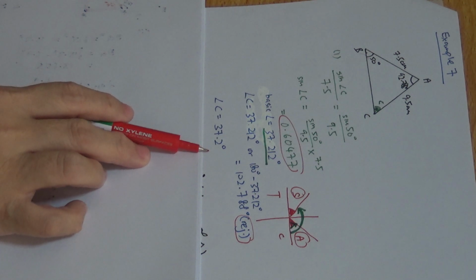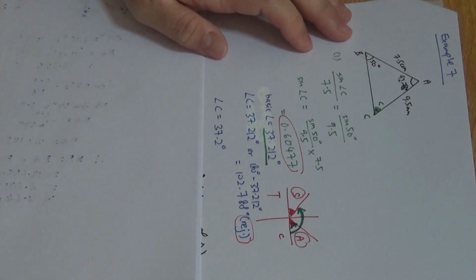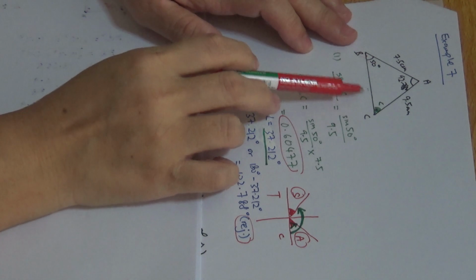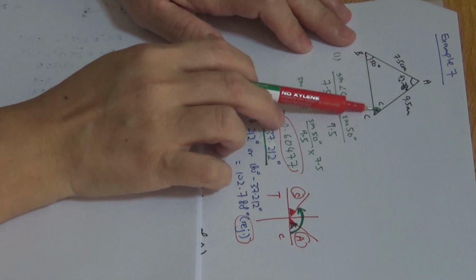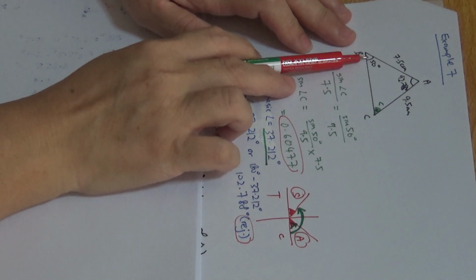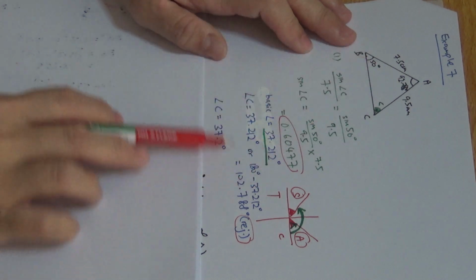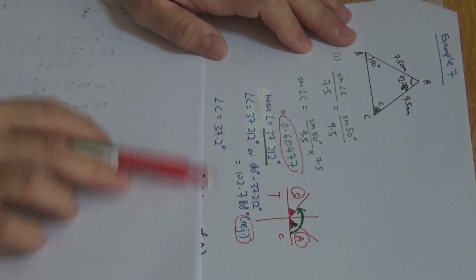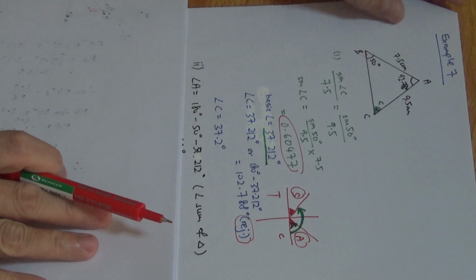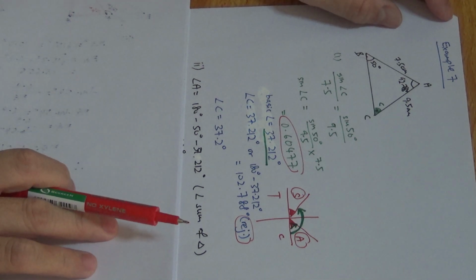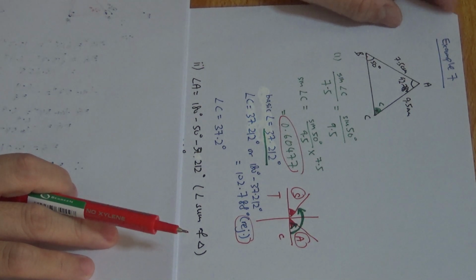Now you can also think about it when you look at it. When you look at this particular question, before you start anything, you must always ask yourself whether this angle is bigger or smaller than this one according to the sides. That will tell you which one to take and which one to reject. Next we go on to the second part, finding angle A.